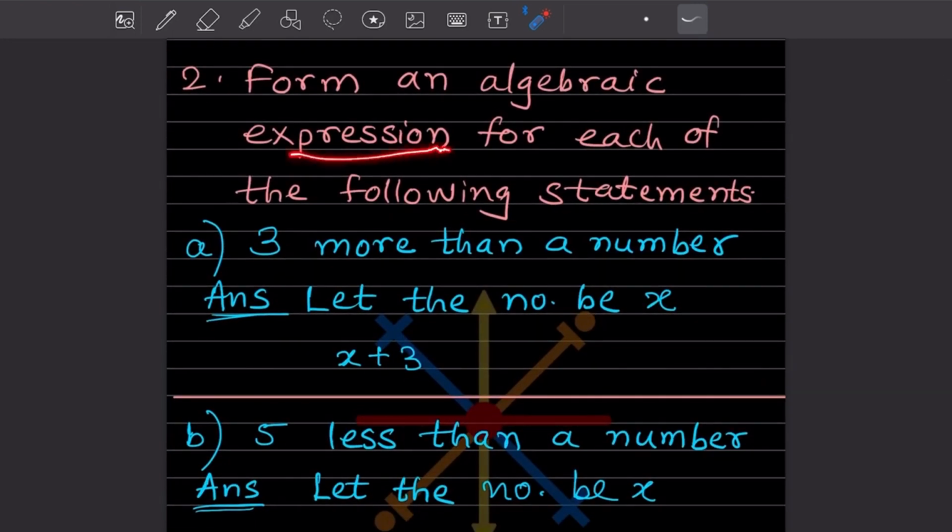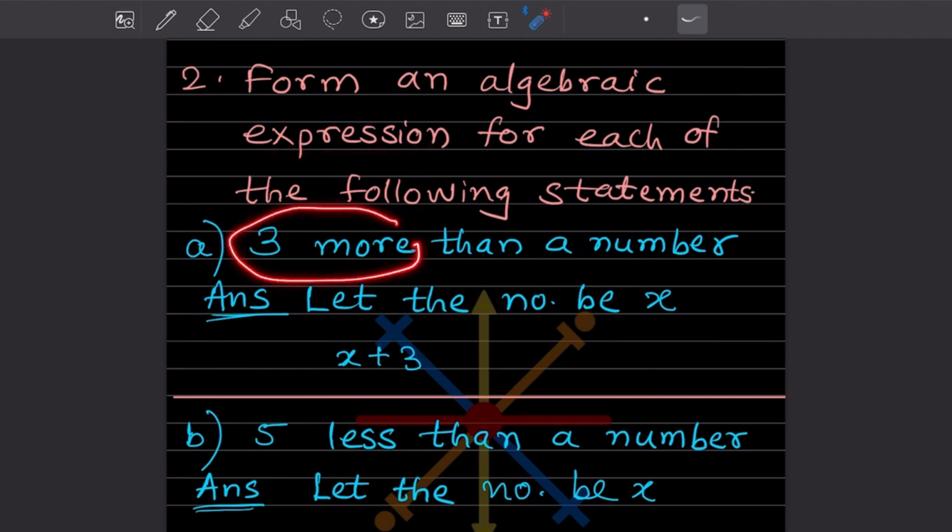We have seen the glossary part in my previous video. If you haven't seen what an expression and an equation are, all the terms I have explained to you, so go to that video. Okay. So now for each of the following statements, we have to form an algebraic expression. Okay. So what does this say?